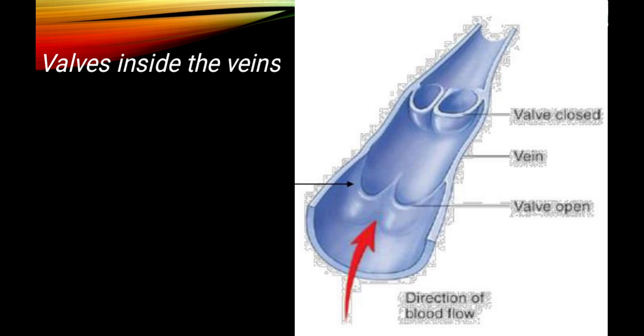Valves inside the veins. Blood in the veins is at much lower pressure than in the arteries. One-way valves inside the veins prevent the blood from flowing backwards. The force of the heartbeat keeps the blood flowing away from the heart through the arteries, so there is no need of valves inside the arteries.